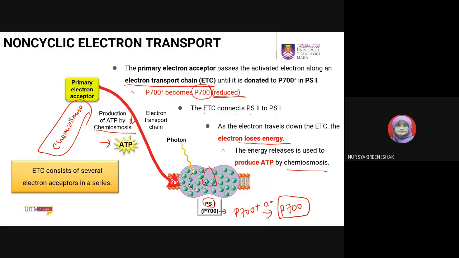Okay, so ETC consists of several electron receptors in a series. So dekat sini sebenarnya ada a few more electron receptors. Nanti kita tengok apa nama dia. Ada yang nama cytochrome, kan? Cytochrome, ada nama plastocyanin and ubiquinone. So those are the electron acceptors of ETC during photosynthesis.